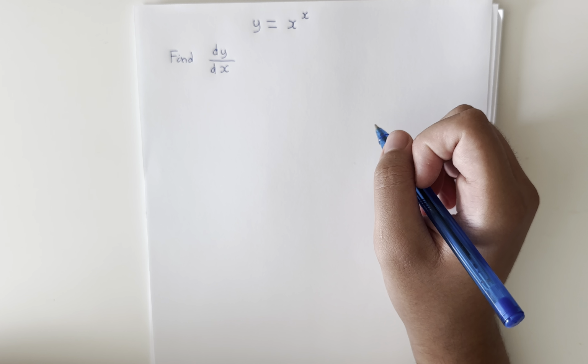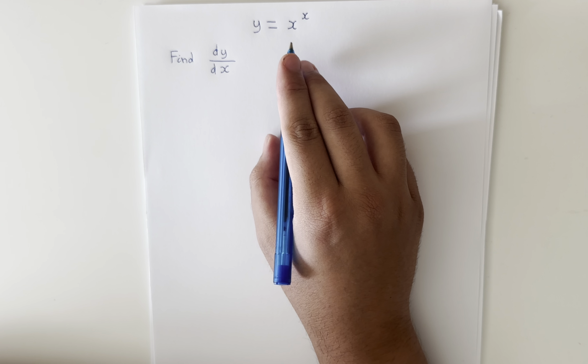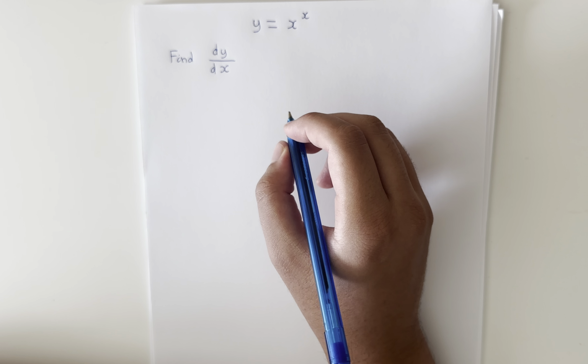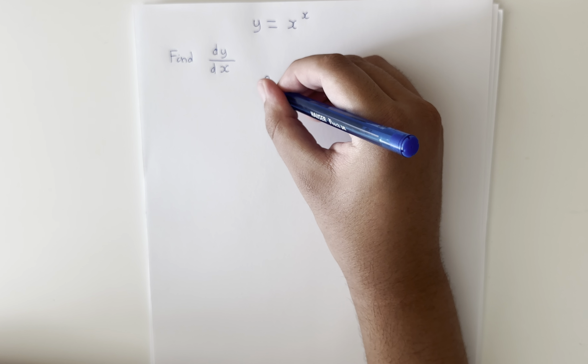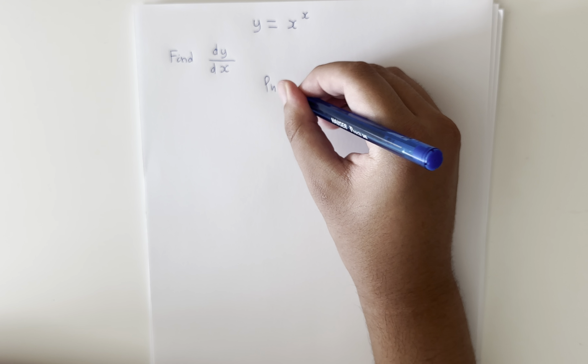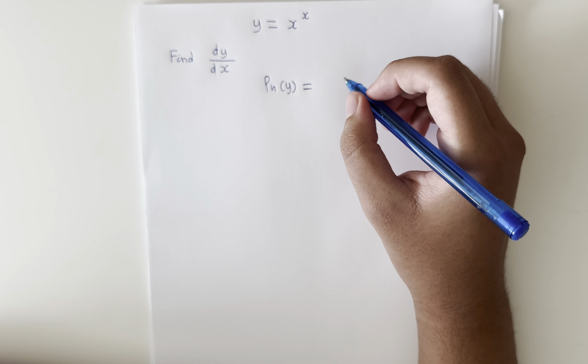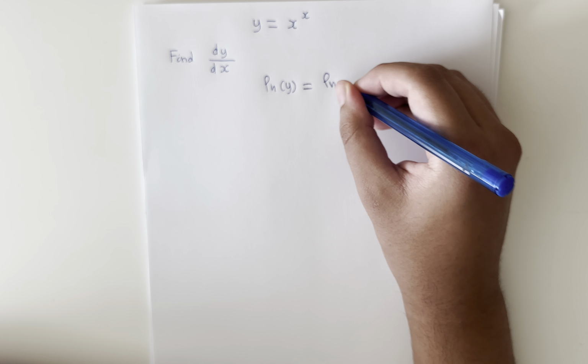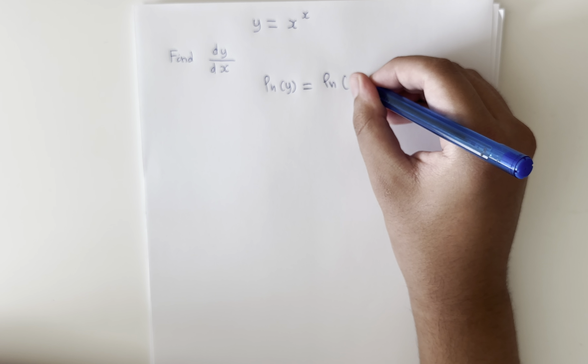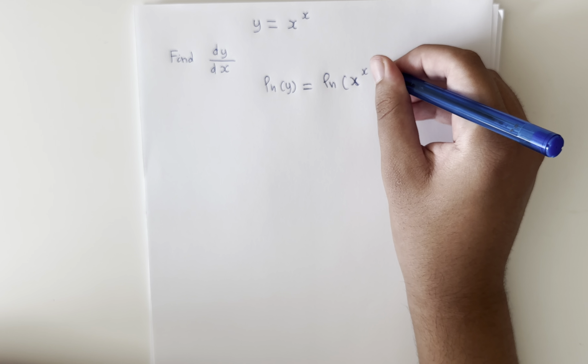So the first thing we're going to do, for y is equal to x to the x, is go ahead and take the natural logarithm of both sides. So I'm going to take the ln, the natural log of y. And obviously when I do this to the left side, I also have to do this to the right side. So I'm taking the natural log of x to the x.